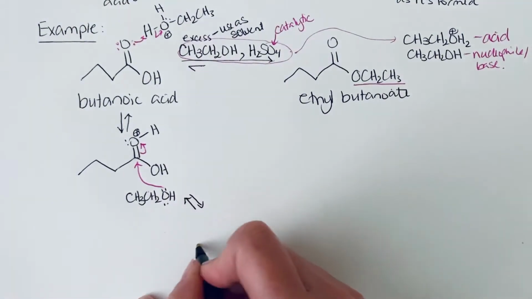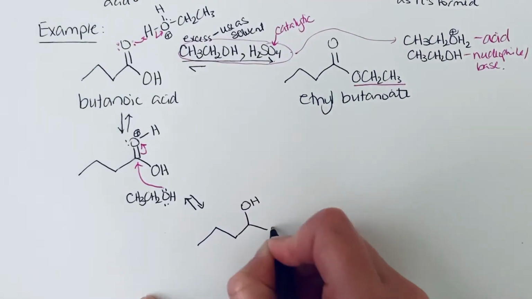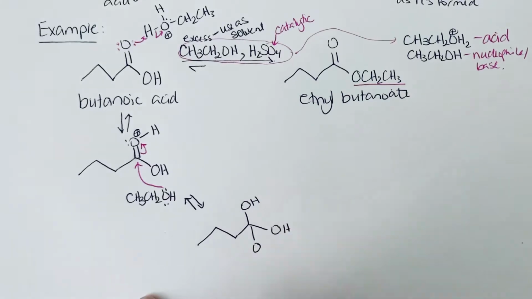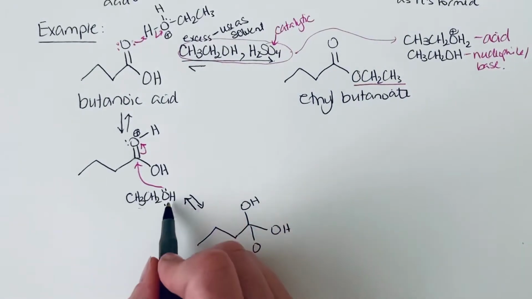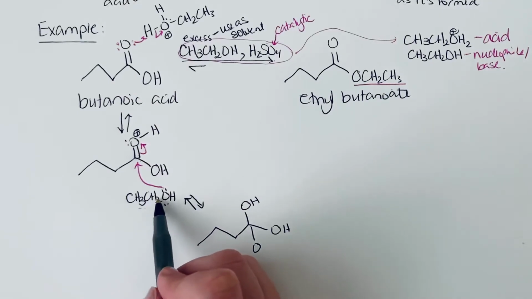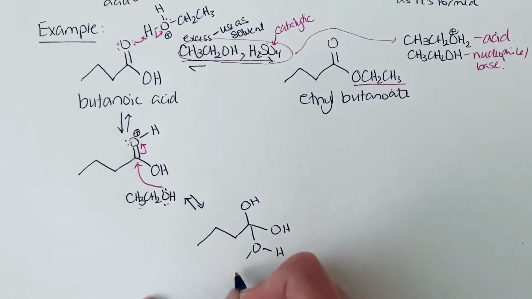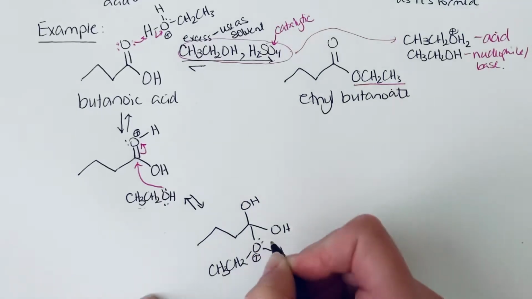So we will draw that down here. We have an OH, another OH, and we have added the ethanol. So we only formed a bond between the oxygen and the carbon. We haven't broken any bonds, so we should still have the ethyl group and the hydrogen attached to this oxygen, which means that it will have a positive charge.